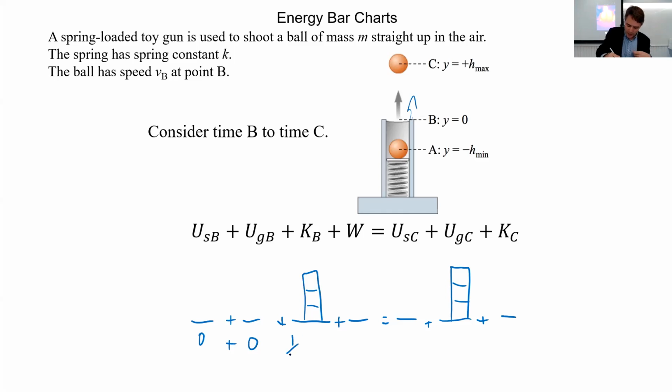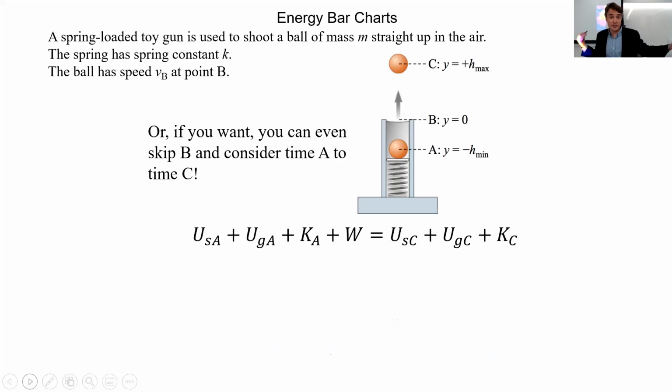So this would be the 1/2 m times v at b squared plus 0 equals 0. It's just 0, 0, plus m times g times h max plus 0.